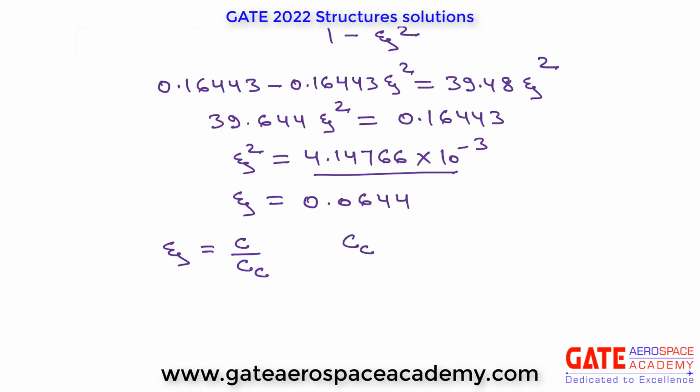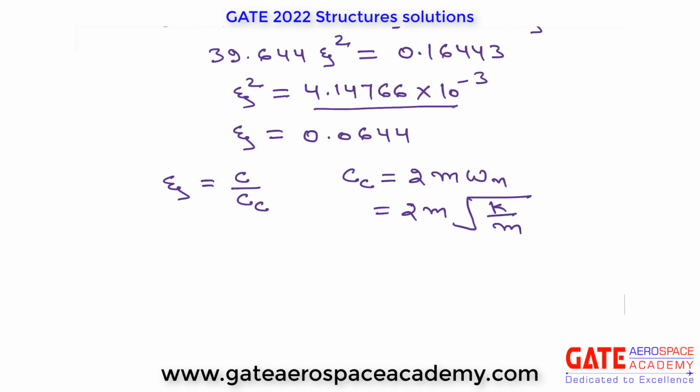So what is the critical damping coefficient? That is 2mωn, right? 2mωn, where ωn we can write as √(k/m). From here we can take m inside, so we can write Cc is equal to 2√(km). This we can substitute here.